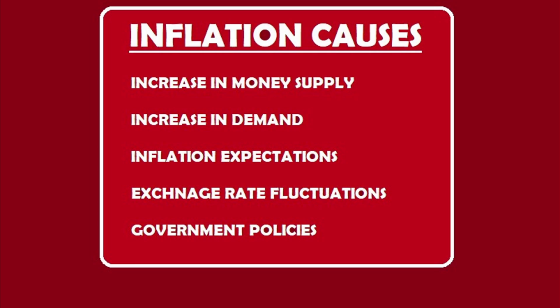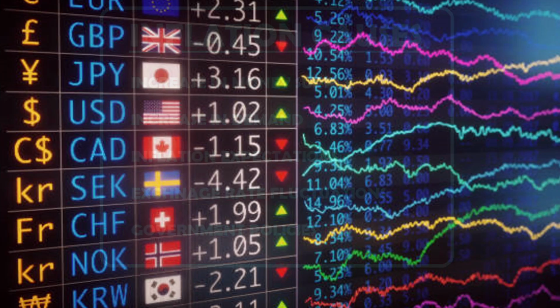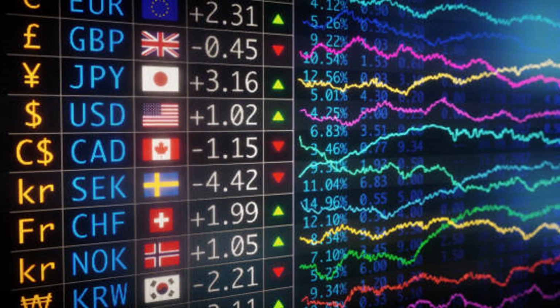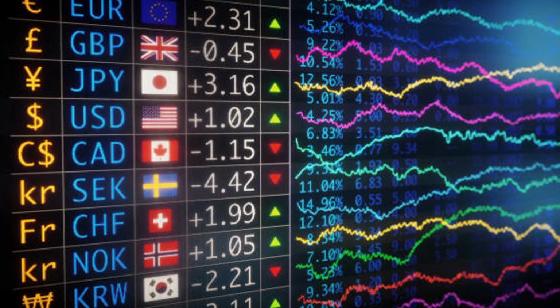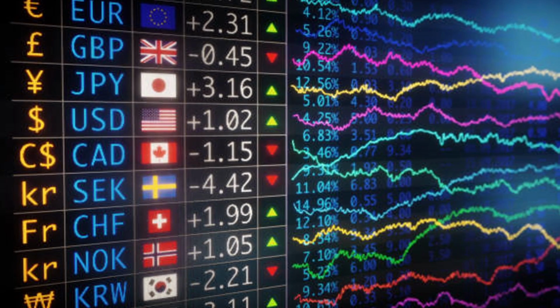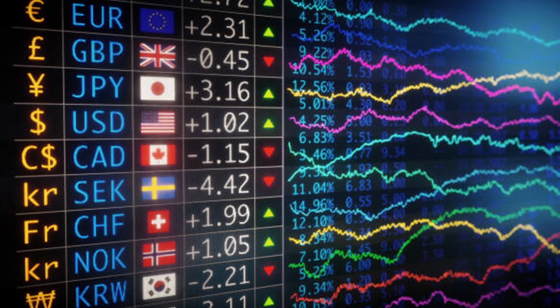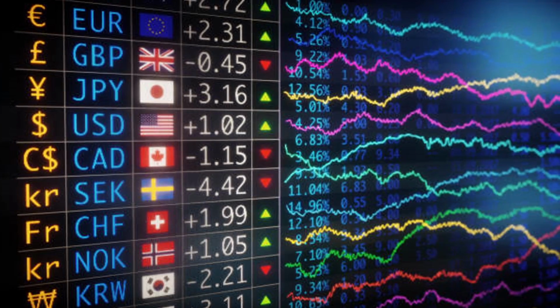Exchange rate fluctuations. If a country's currency depreciates relative to other currencies, it can lead to inflation. This is because it makes imports more expensive, which can push up prices.